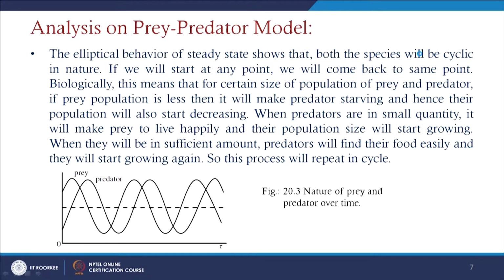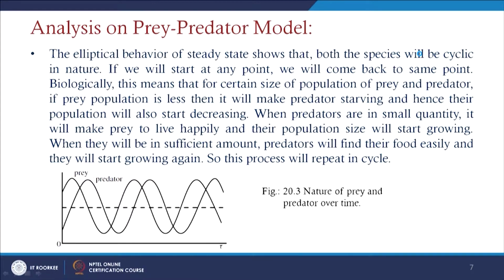Biologically, if you visualize a certain size of population of prey and predator at a level, if the prey population is less, then it will force the predator population to starve, and hence their population will start decreasing. And when predators are small in quantity, it will make the prey live happily and their population will grow. And when prey are sufficient in amount, then predators will find their food sufficiently and they will start growing again. So, we will have a repetition of this cycle.